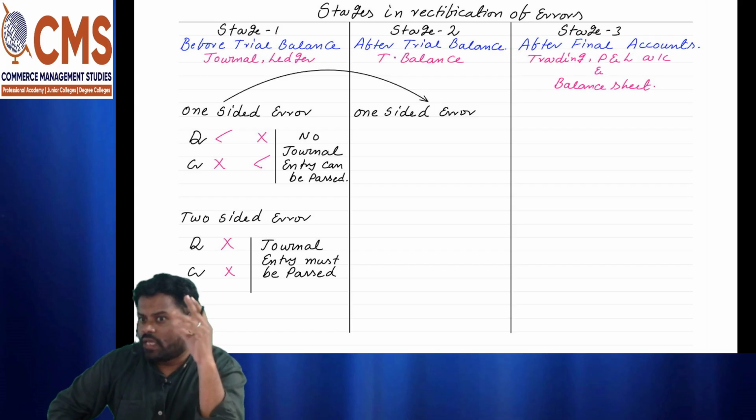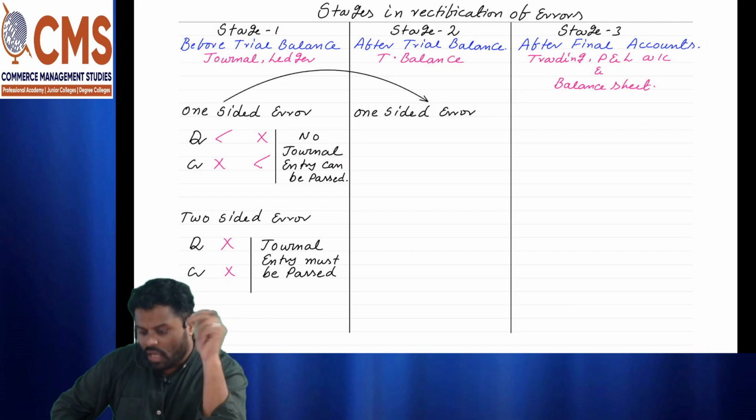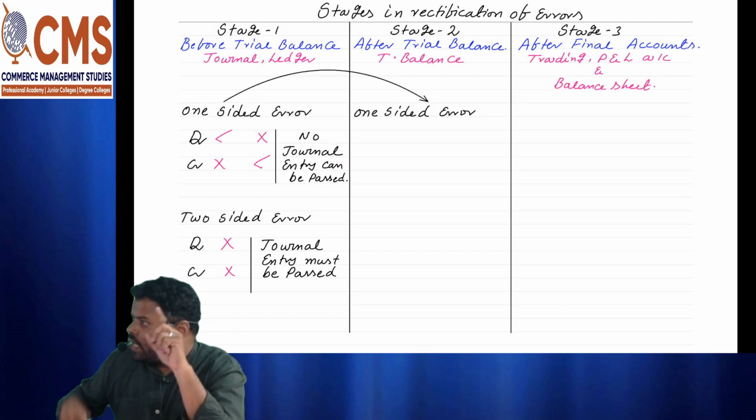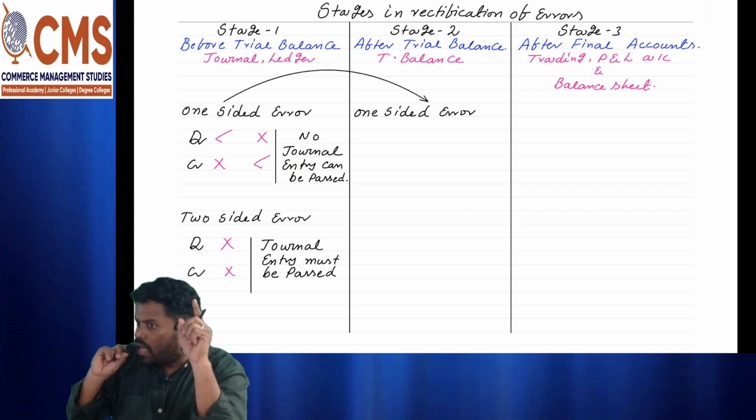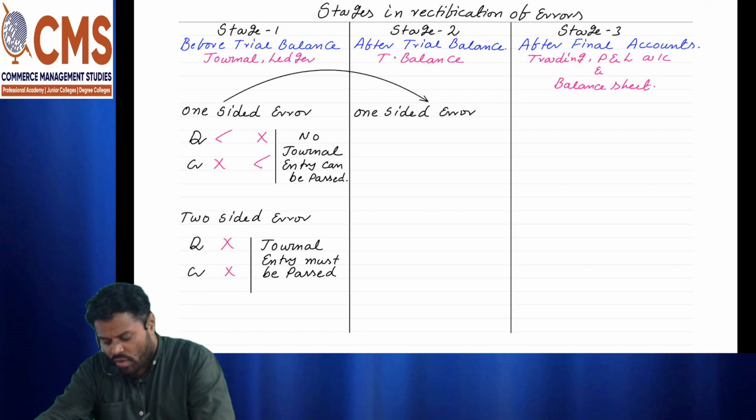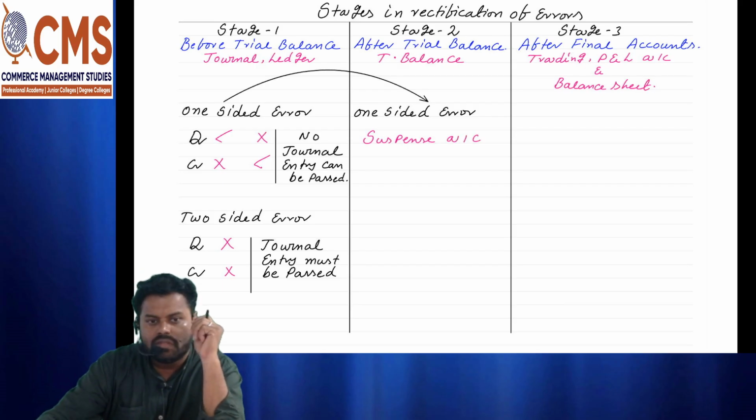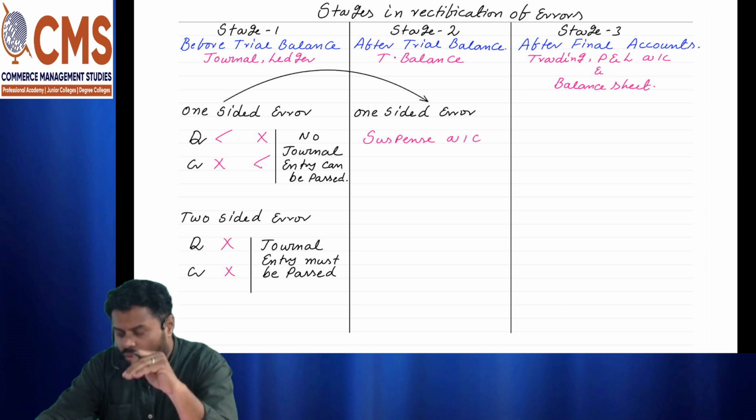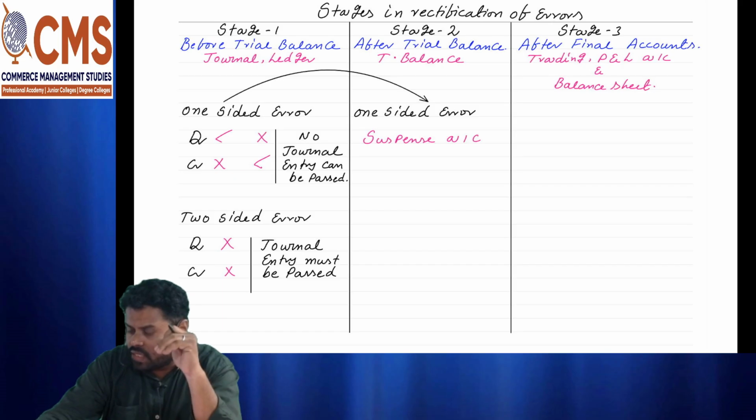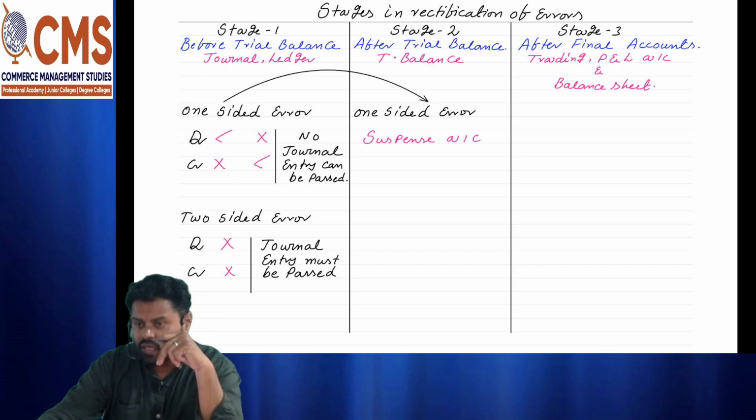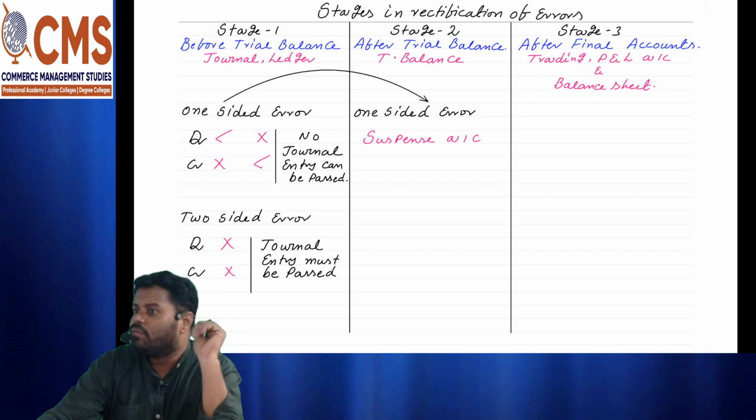Are you getting the concept? No. See, trial balance will agree only when you are maintaining debit and credit balance. When a one-sided error is committed, will your trial balance tally? Obviously, it will not tally. So, when it is a one-sided error, it will lead to a suspense account in your trial balance, and all the one-sided errors in your second stage will be rectified by using a suspense account.